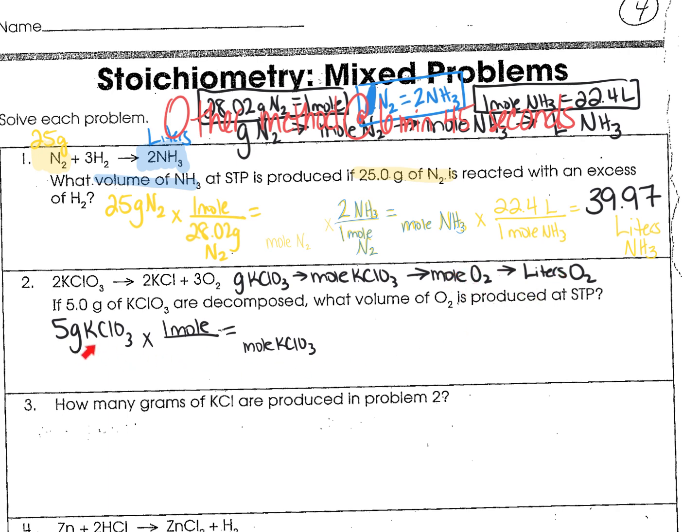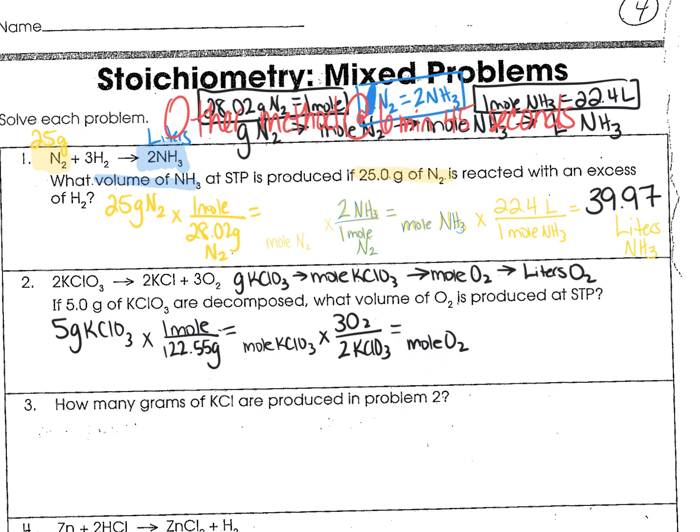So I've got my first step set up. I need to calculate the molar mass of KClO3. So I've got my molar mass of KClO3. I calculate and find how many moles of KClO3. Then I use my coefficients from the balanced equation. I don't want KClO3, so 2 goes on the bottom. I want to find out how much oxygen, so oxygen goes on the top. That's going to tell me how many moles of oxygen I have.